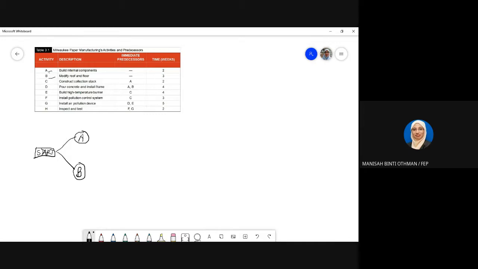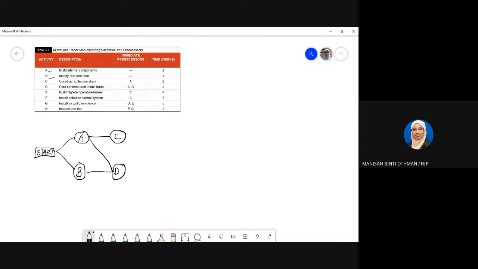So C can start when A is complete. When A is complete, then you can start C. All right, so D can start when A and B finish. So A and B, then start D. Okay, so this is a node.